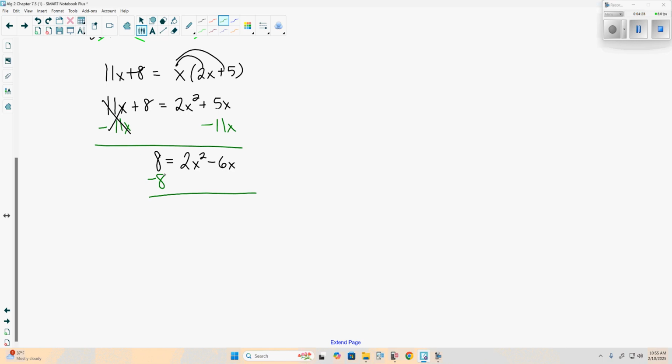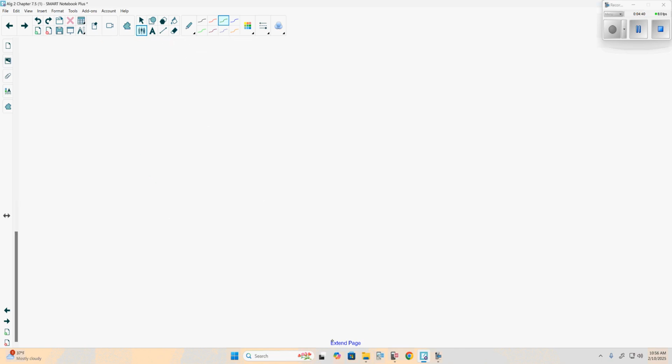And then lastly, we're going to subtract 8 from both sides. Now the left hand side will become 0 like we want it. 2x squared minus 6x minus 8. There we go.